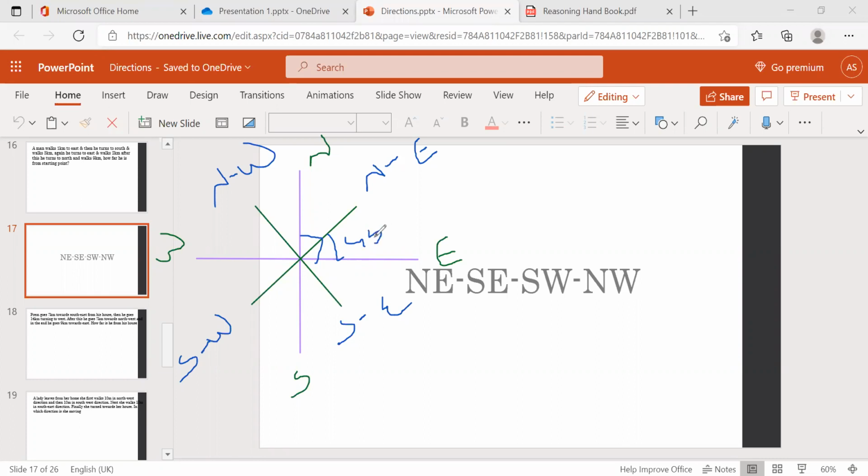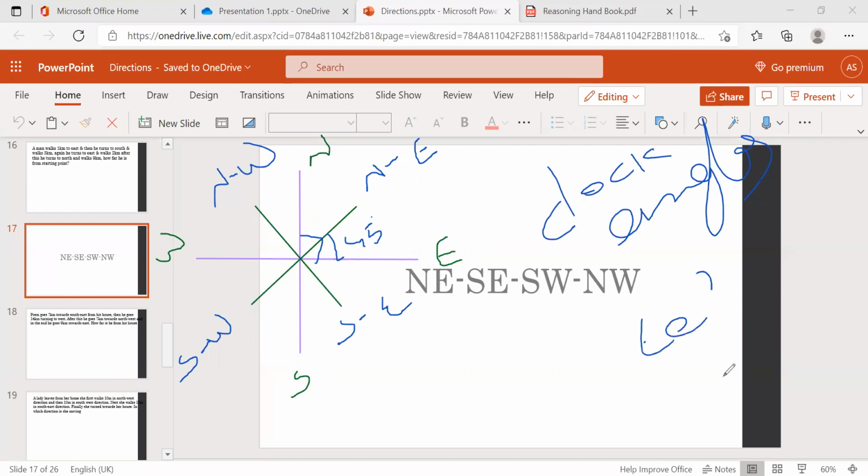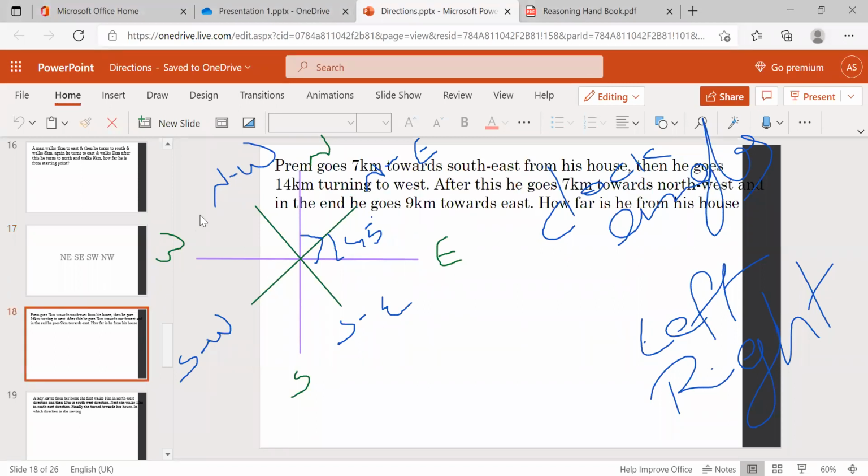So we can get problems based on clockwise, angles, and left and right. Always remember, based on clockwise. Okay, done. So we'll see the first problem now. I'm going to clear everything.